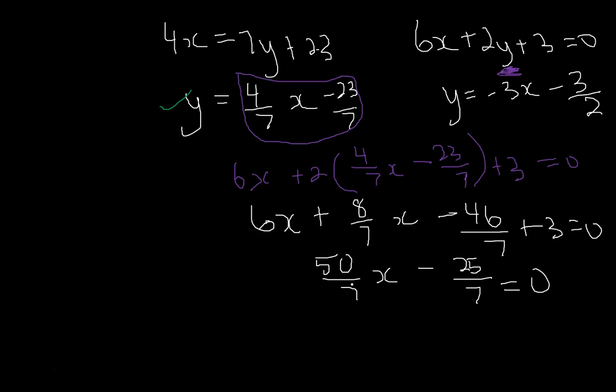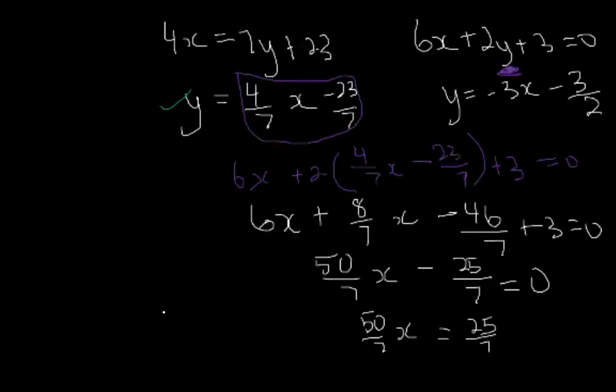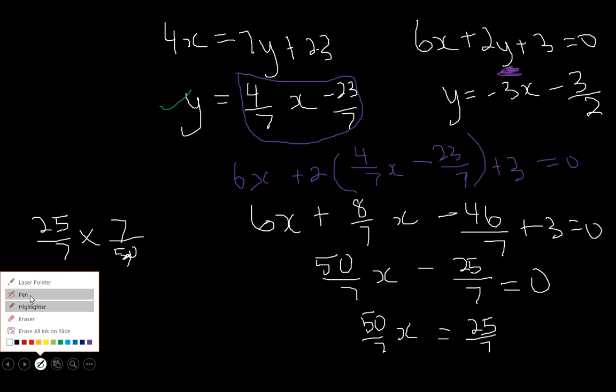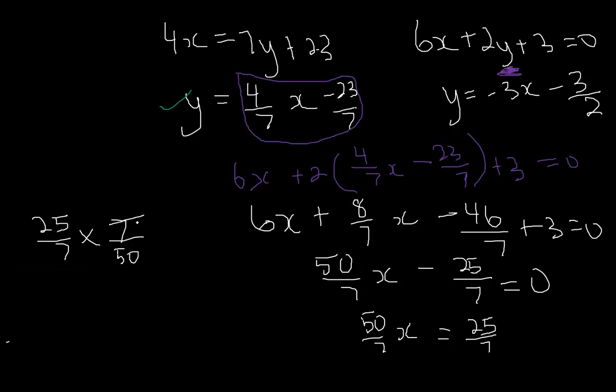It's equal to 0. Solving for x, so this becomes 50 over 7x is equal to 25 over 7. When dividing by a fraction, we multiply by the reciprocal, so that becomes 25 over 7 multiplied by 7 over 50. Cancel these 7s. 25 and 25 is 1. 25 into 50 is 2. So my value for x is equal to a half.